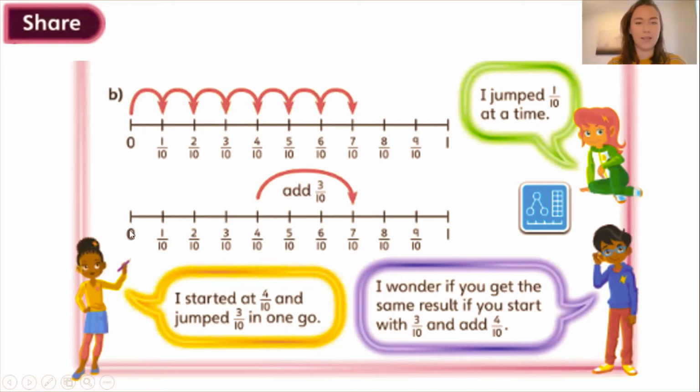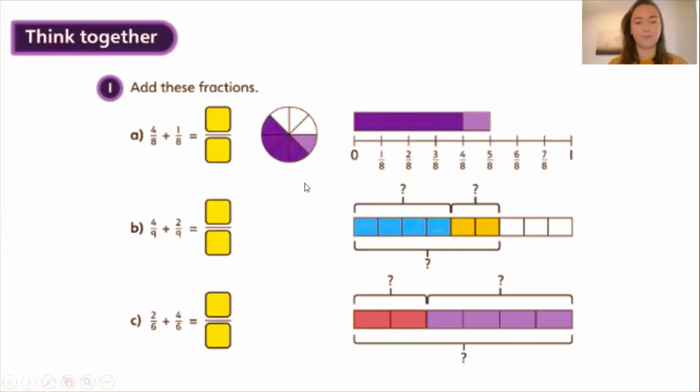The other person here has gone straight to 4/10 to show Zach's pizza and then added 3 more tenths to reach the same answer of 7/10. Well done if you got those right. If you didn't, could you please go and have a little look at your answer, and then you could use a different colour pen or pencil to correct what you have done. Remember that the denominator does not change when you're adding 2 fractions. Let's move on to the think together section now.